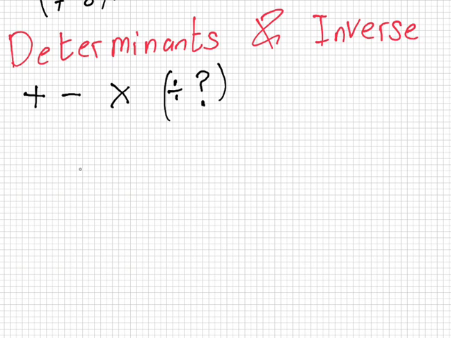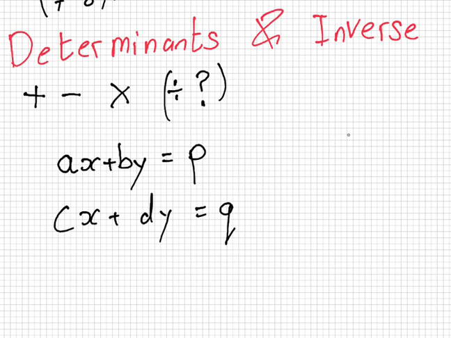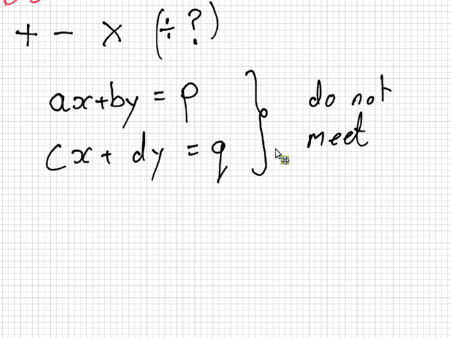So let's take two lines as an example. AX plus BY equals P, and CX plus DY equals Q. So there are two lines. These lines will always meet except when, so when do they not meet? If they're parallel. So that's what I want to look at, that they do not meet. And if they don't meet, then it has no answer when you try to solve it. So if they don't meet, then that means they're parallel.